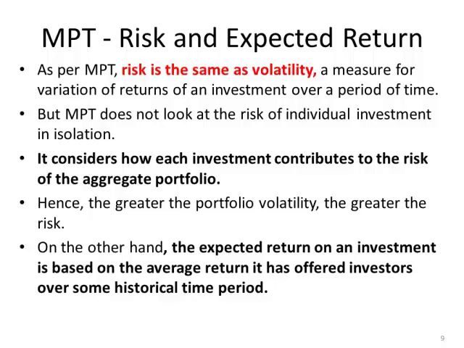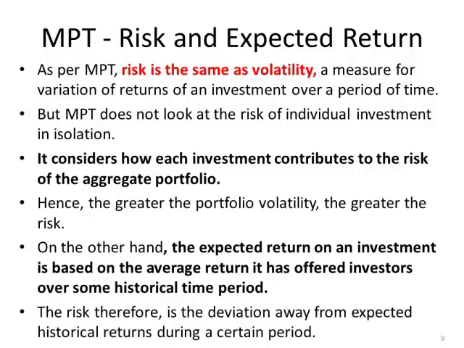This method of giving us the expected return may not always work in practice, because sometimes stocks can have very, very strong periods, sometimes weak periods, and depending on the historical period we use, we might get very, very different numbers for the expected return. But think of the expected return as being the average return on an investment. And therefore, the risk that we're looking at is the deviation away from expected historical returns during a certain period. Right, so risk in this case is volatility or standard deviation, which is the deviation away from the average return or the expected historical return over a particular time period.